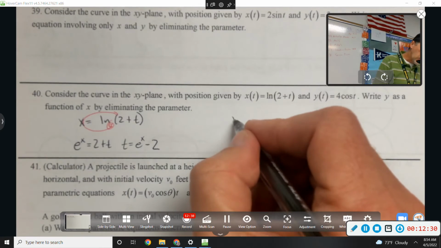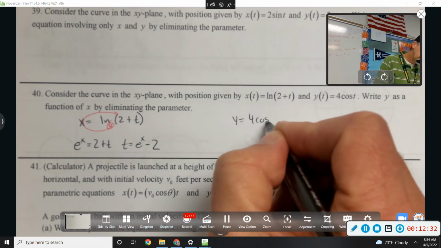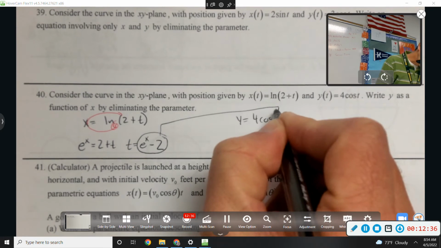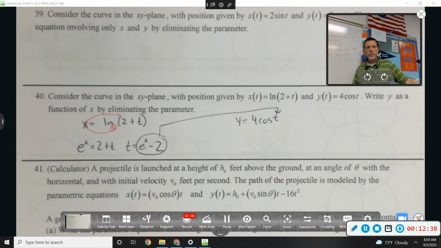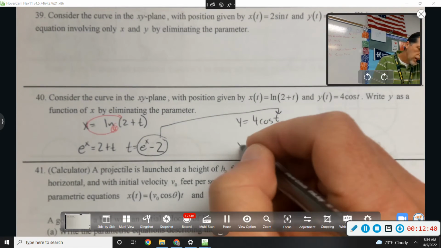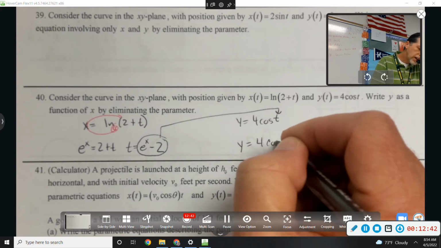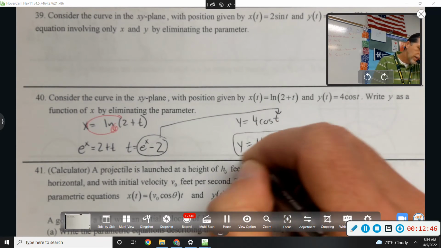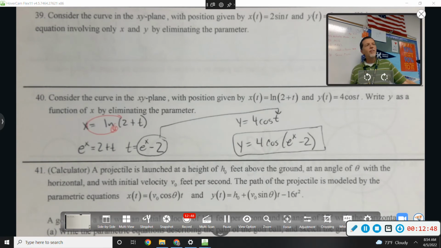And then y equals 4 cosine t. So we'll take what t equals and plug it in for t. So y equals 4 cosine e to the x minus 2. That would be a crazy graph to do, but we don't have to graph it. We just had to do the equation part.